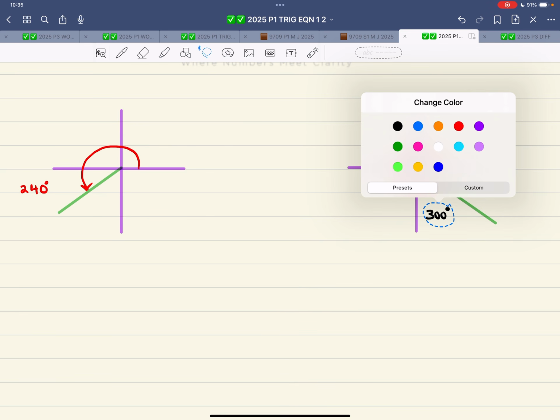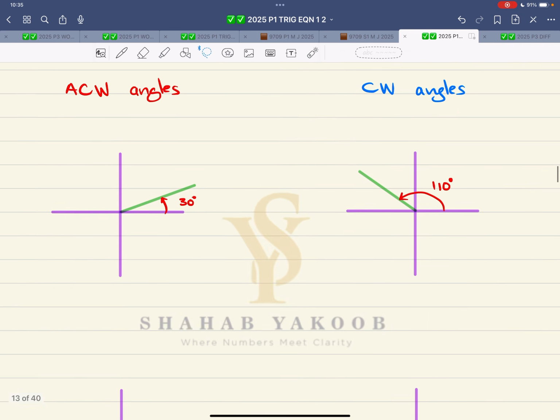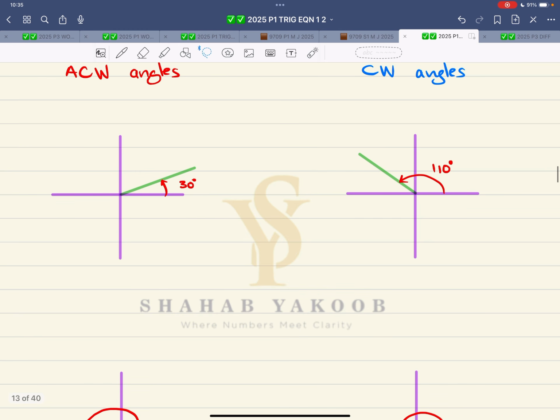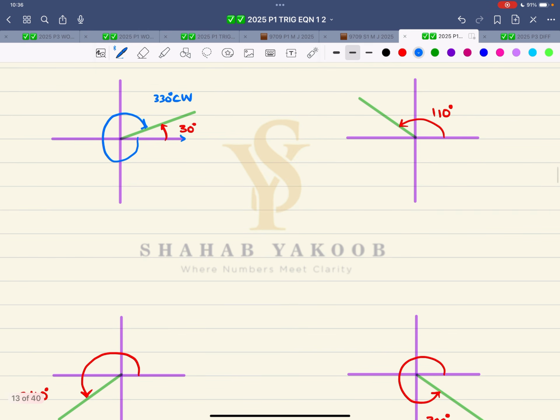So now over here, if I've labeled these angles in red as anti-clockwise, what is the opposite? So now let me grab my blue pen. Let me start from the x-axis, the horizontal positive x-axis, go all the way like this. This is simple subtraction. 360 minus 30 is 330 degrees, and let me write clockwise. But since clockwise angles are negative, technically this is negative 330 degrees. Understand this very, very carefully.